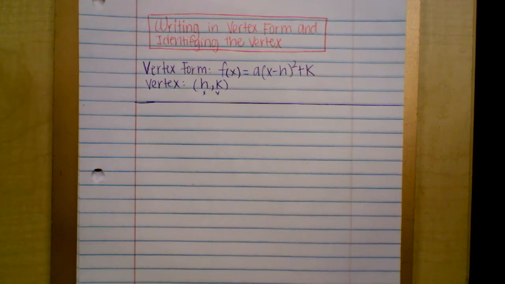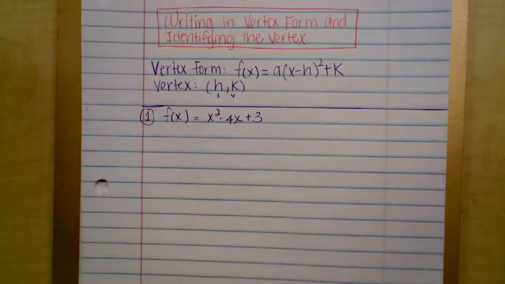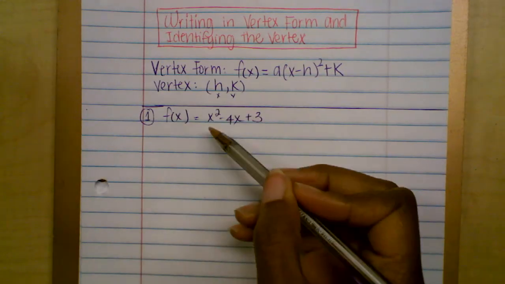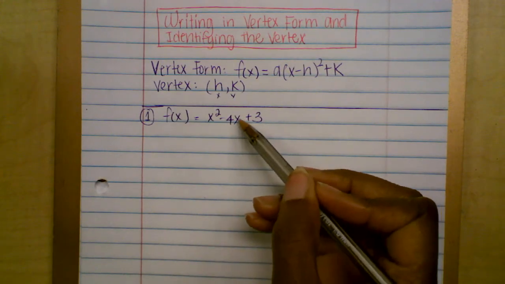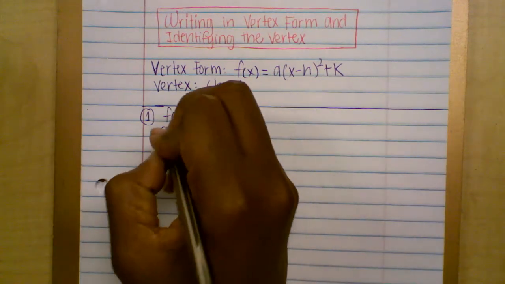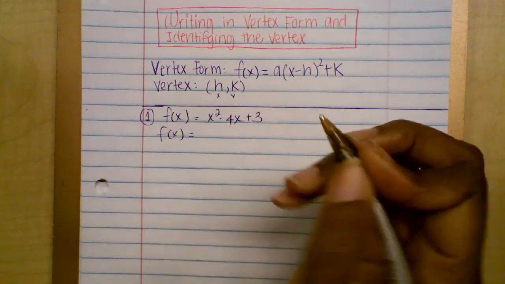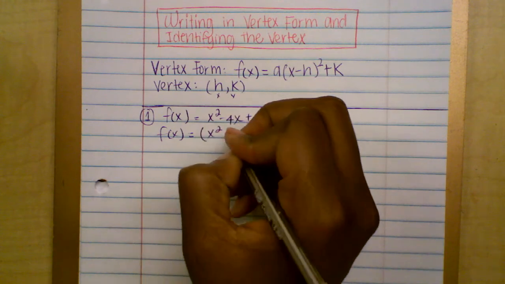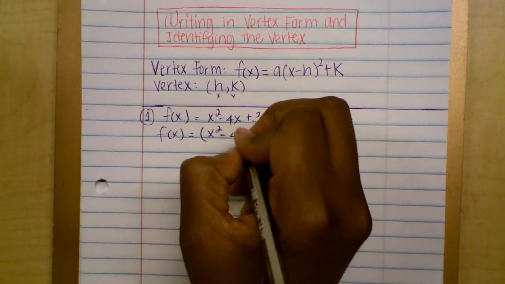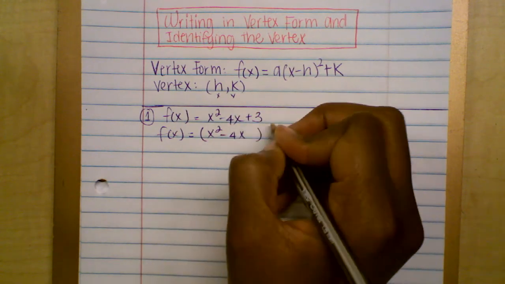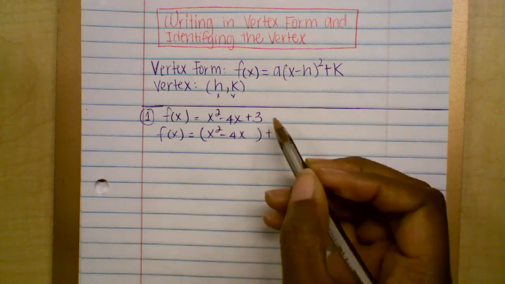So I'm going to give you a function written in standard form, and you're going to write it from standard form to vertex form. Okay, so I'm going to explain how you can write this function in vertex form. First, you're going to group the variable. So I'm going to group only the variable terms, x squared minus 4x, and then I'm going to leave plus 3, the constant, outside.